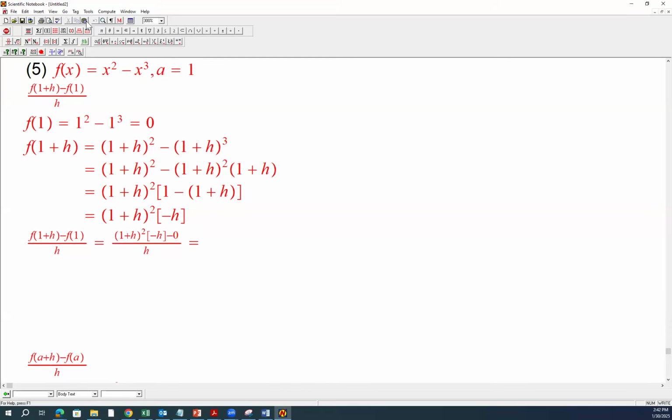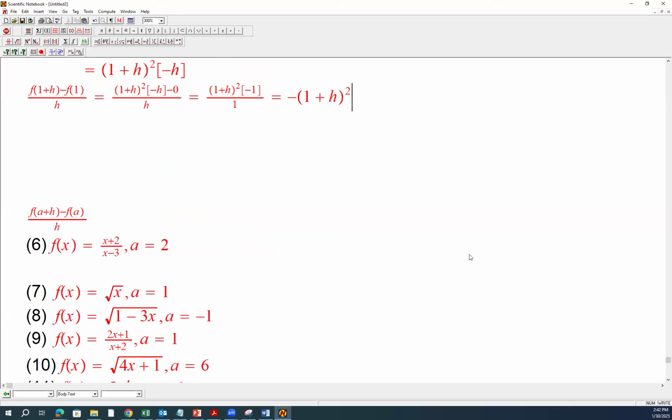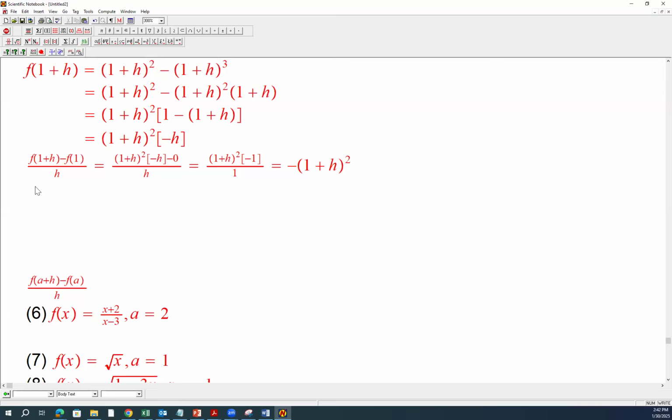You see, our life is a little bit simpler had we just had a little change of strategy, which is factoring. So minus 0, we can omit that. The h is reduced. So in the end, we just get a negative (1 plus h) squared. And if you'd like to write it in its FOIL form, no problem. But if you keep it as is, it is fine. So this question is considered finished.